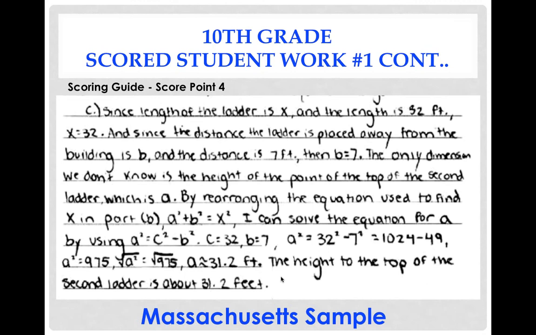The only dimension we don't know is the height of the point of the top of the second ladder, which is a. By rearranging the equation used to find x in part B, a squared plus b squared equals x squared, I can solve the equation for a by using a squared equals c squared minus b squared. And so they came out with the second ladder is about 31.2 feet. So we see that this student had an extremely great understanding of what was being asked and were able to understand that they needed to use the Pythagorean theorem to find one of those missing side lengths.